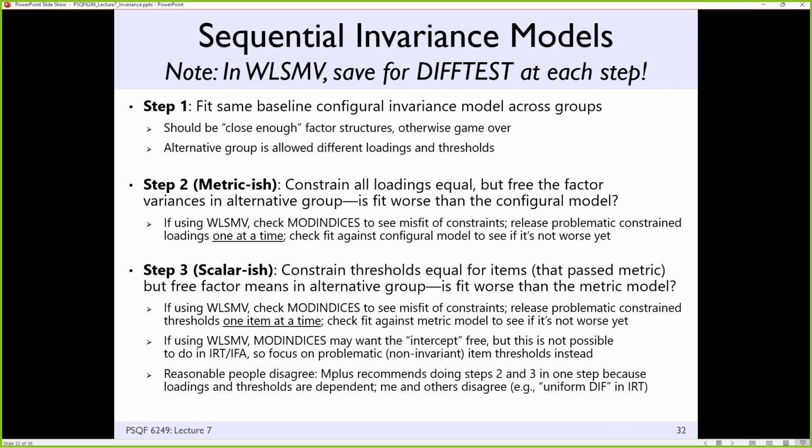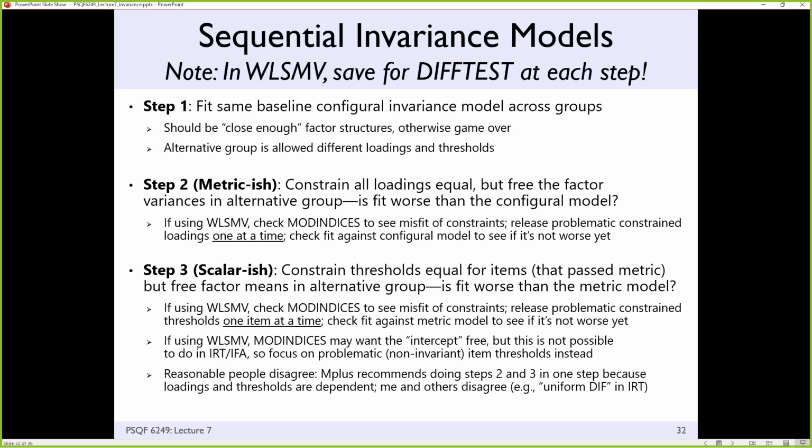In their examples online, they lump together steps 2 and 3, and they test invariance of the loadings and the thresholds at the same time. The rationale for that is that those parameters are related to each other, so they should be tested at once. Jonathan, for instance, thinks it should be done that way, and if you learn these models from him, that's the way he would do it.